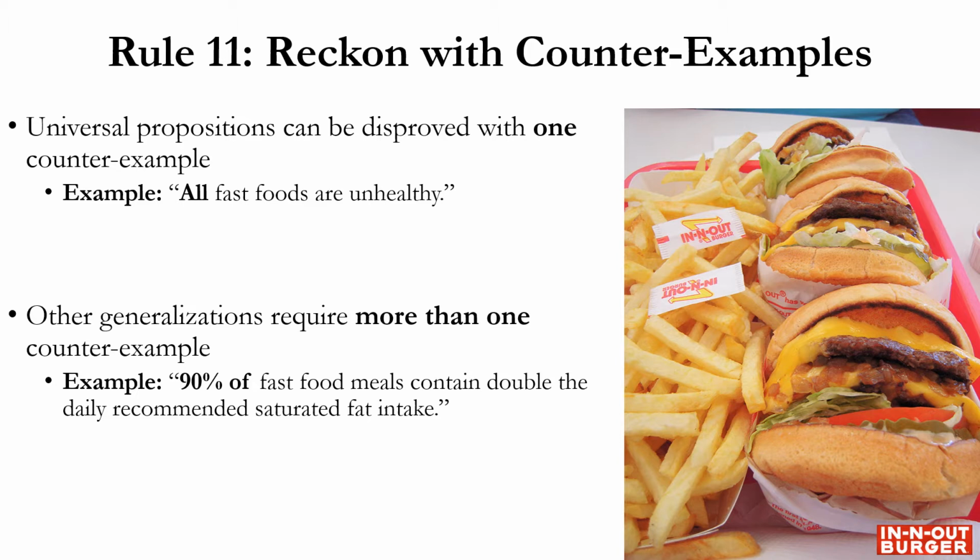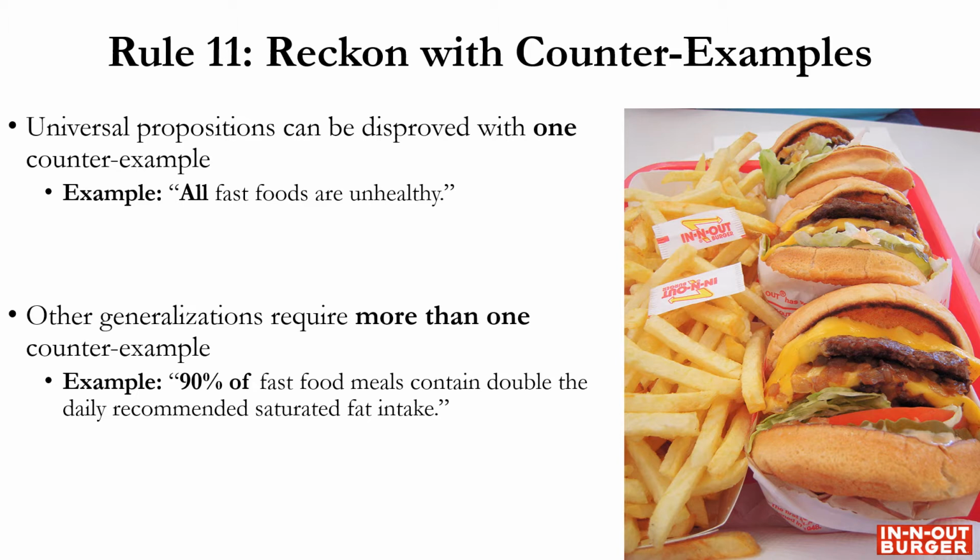Example: all fast foods are unhealthy. If you could identify one type of fast food that's not unhealthy, then that would disprove the universal proposition. Other generalizations require more than one counterexample, and the number is going to depend on the specific generalization. For example, 90% of fast food meals contain double the daily recommended saturated fat intake. Notice that this is a statement of proportion. 90% of the fast food meals contain this property.